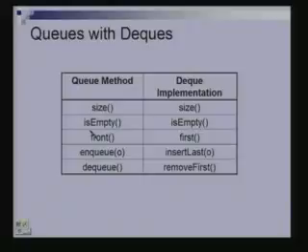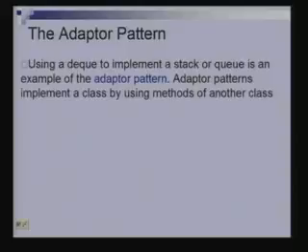Any questions? So, this is the notion of an adapter. What we have done is use a double ended queue to implement a stack or a queue, and this is an example of an adapter pattern. Adapter patterns implement a class using methods of another class.